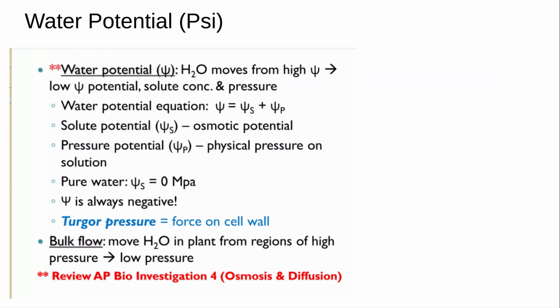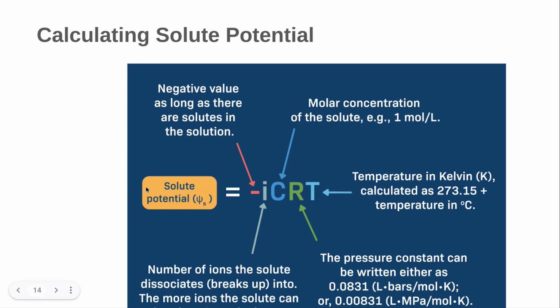Okay, when it is not pure water, whenever we are adding solute, the solute potential is not going to be 0. It is going to be less. So that's represented by this formula: minus iCRT, negative iCRT. I refers to the ionization potential, so basically the number of ions the solute can break up into.